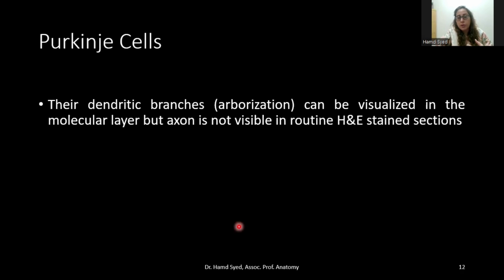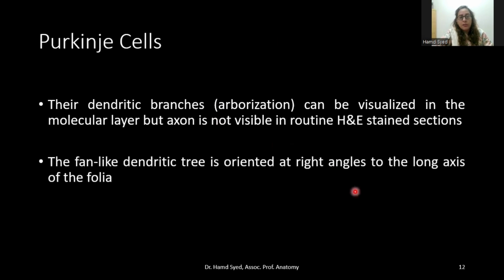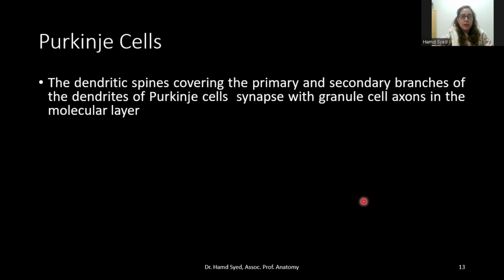Purkinje cells have their dendrites, which are visualized in the molecular layer, and this branching is known as the arborization, but their axon is not easily visible in the routine H&E stain sections. The fan-like dendrites are oriented at right angles to the long axis of the folia. The dendritic spines, which cover the primary and secondary branches of the dendrites of Purkinje cells, synapse with the granule cell axons in the molecular layer.